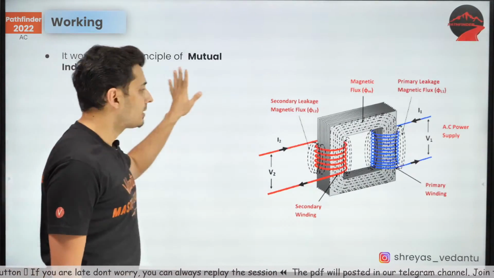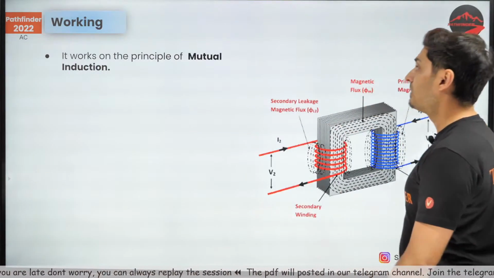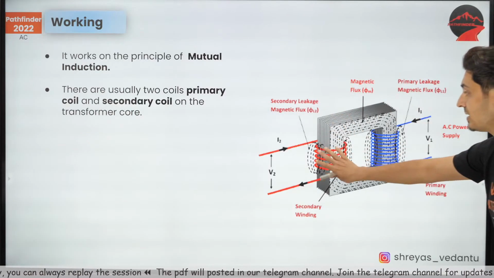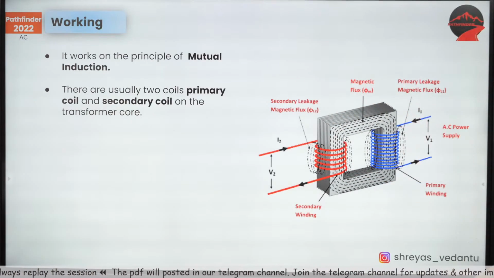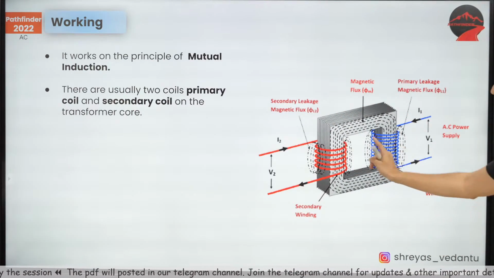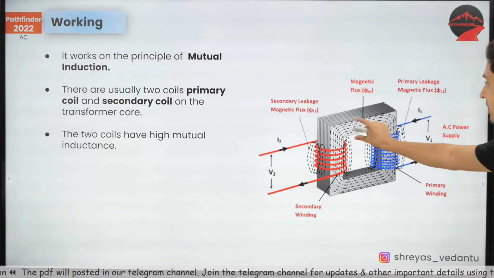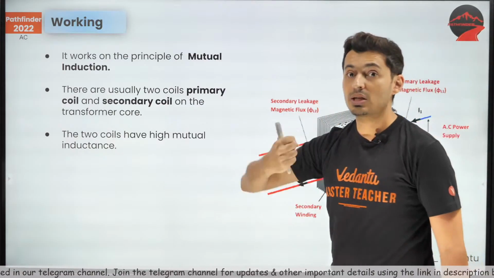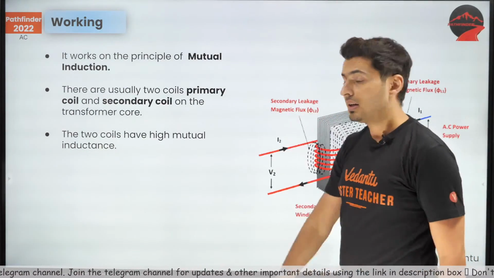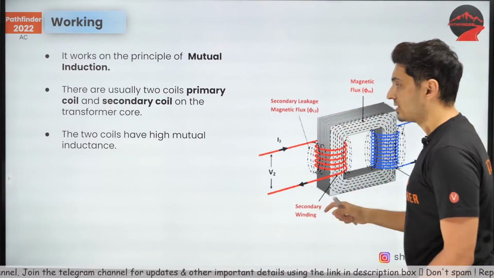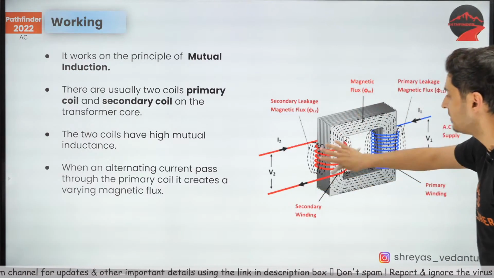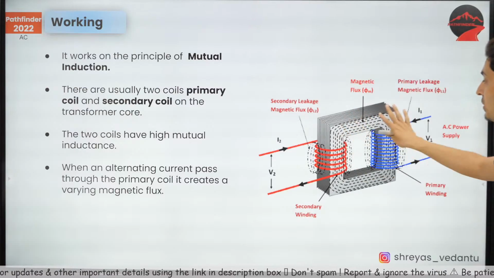So the transformer, what are the important takeaways? It works on the principle of mutual induction. This current induces electricity in the secondary coil. So there are two coils, primary and the secondary coil, and there is also a core of the transformer, which is generally made of iron, which is magnetic. The job of it is to prevent the flux loss. The coils will have high mutual induction. That means most of the field lines should go from one to the other.